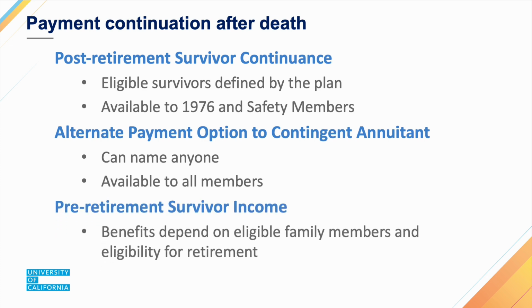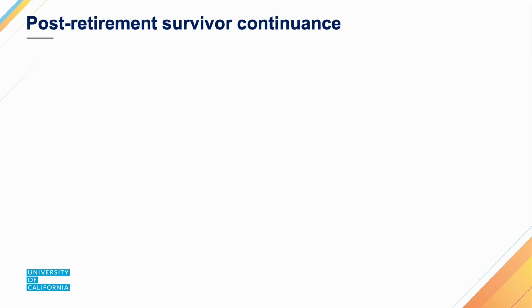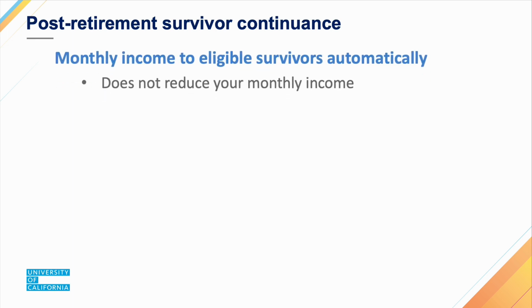Now, if you pass away prior to retirement, there are provisions that allow certain eligible family members to receive monthly survivor income, depending on if you're eligible to retire at the time of your death. So let's go ahead and look at those in more detail. The first one is the post-retirement survivor continuance. This is automatic, and it's a monthly benefit that's payable to your eligible survivor, and your monthly benefit is not reduced to pay for it.